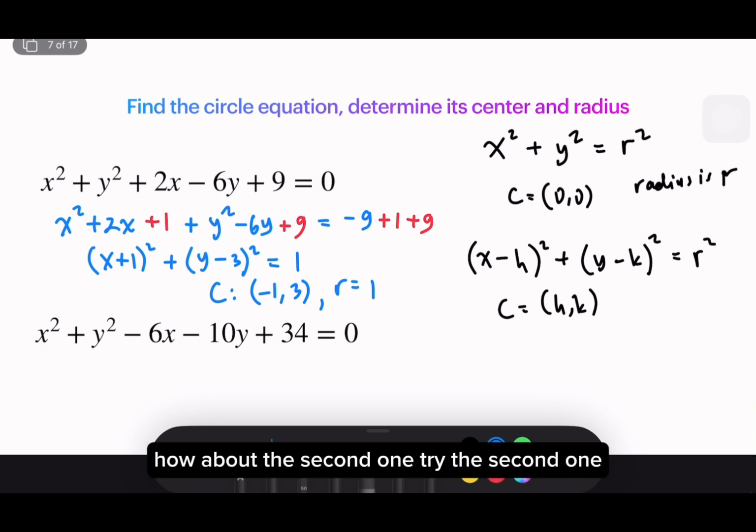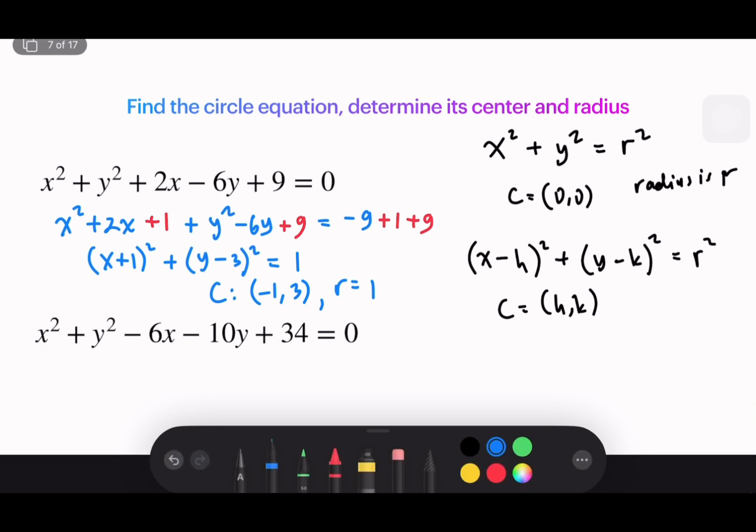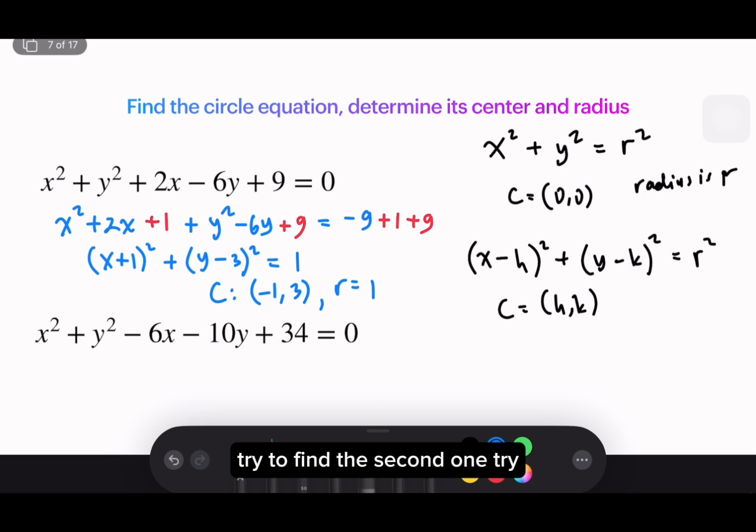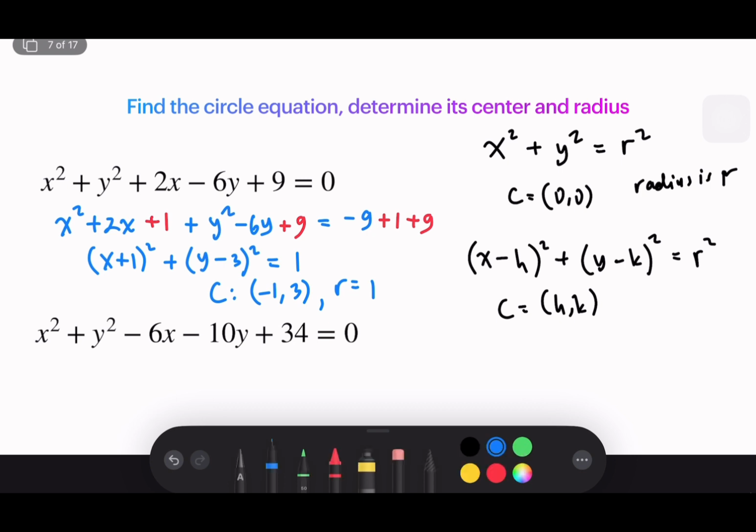How about the second one? Try the second one. Try. The same concept.